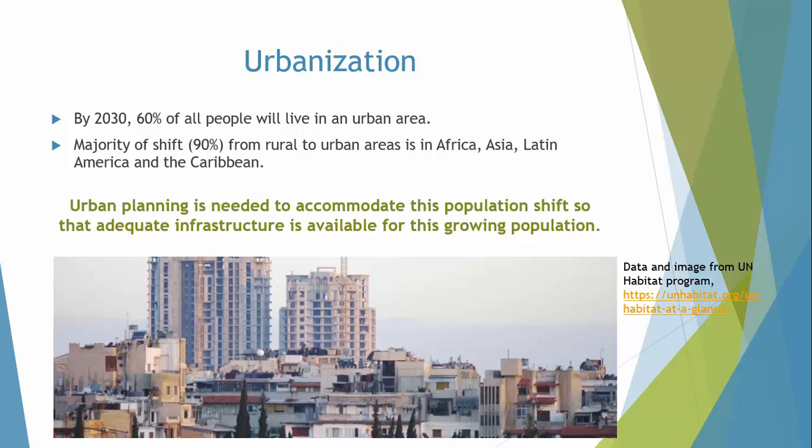People are moving to urban environments in search of work and better housing or access to water. And by 2030, the United Nations predicts that about 60% of all people will live in an urban area. And the majority of the shift that we see occurring from rural to urban areas is taking place in Africa, Asia, Latin America, and the Caribbean.